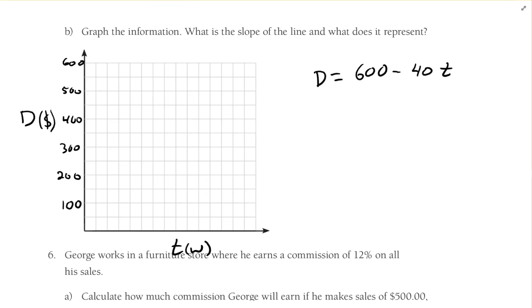Okay, so I'm just going to write my formula here so you guys can see it too. And then on the bottom, let's just go up by ones. So this would be 1 week, 2, 3, 4, 5, 6.